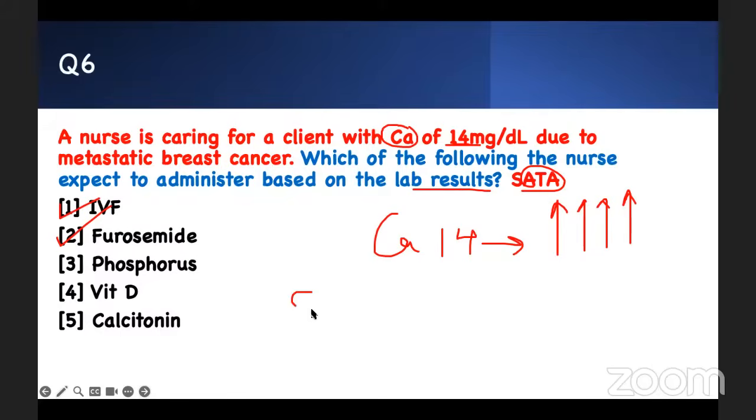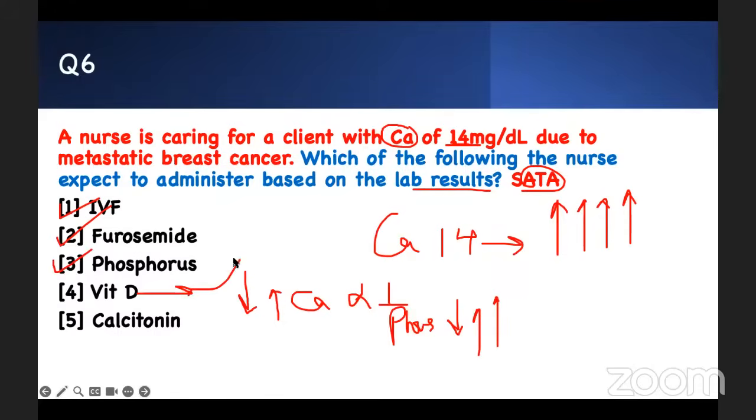And you know, calcium and phosphorus, they hate each other, right? Calcium and phosphorus hate each other. If calcium is high, phosphorus is low. Well, if your calcium is high, I'll give you more phosphorus so that I can bring your calcium down. So this is good.